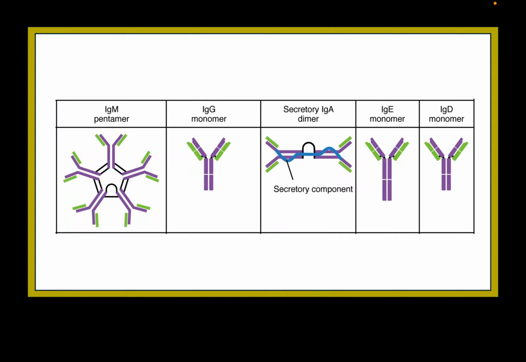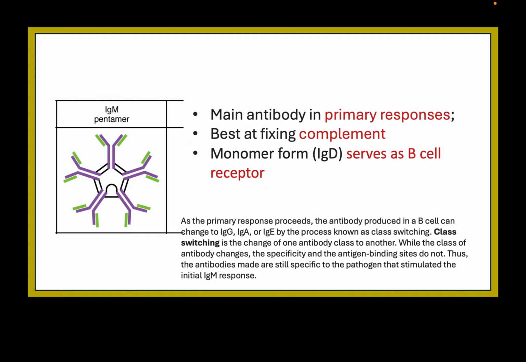We're going to go through each of these classes and talk about how they are similar and different from one another, starting with the IgM pentamer. So this is made up of 5 different basic antibody units. So we can see the basic unit there. It's best at fixing complement protein and is going to be the main antibody in primary responses.